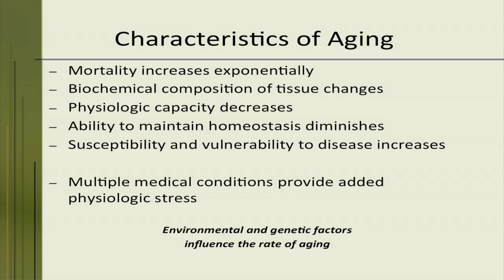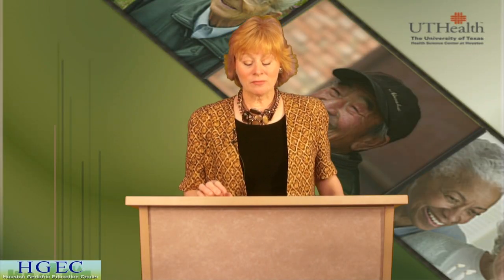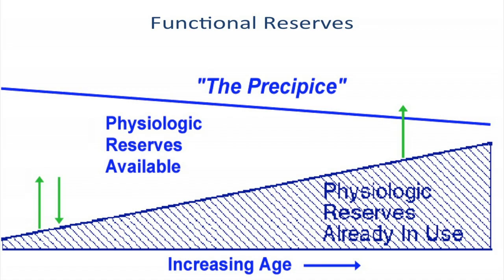We talked about functional reserve in our introduction to the baby boomer imperative, but I think it's very important that we talk about it again in maybe a different context. When you look at this graph, a couple things to look at. On the x-axis, you see increasing age. And then you see both striped physiological reserves already in use, and then available physiological reserves, and then a line that states the precipice. If you look to the left of the graph, you will see in younger age that for day-to-day activities, you use a very small amount of physiological reserves.